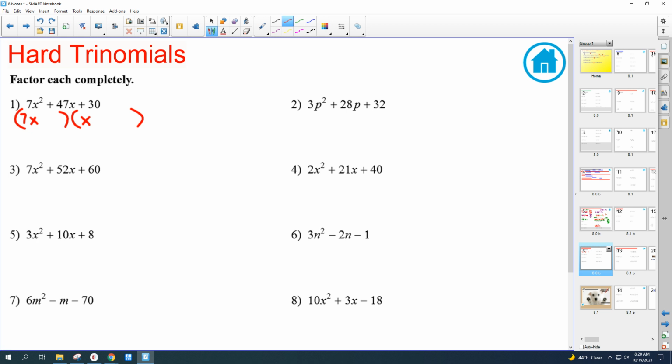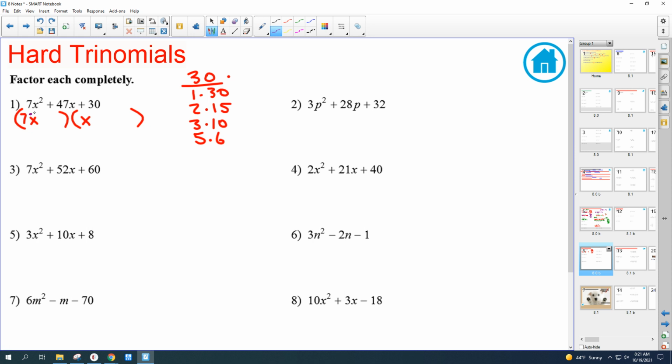I'm going to do this very similar to how I did the easy trinomial. I'm going to look for 2 numbers that multiply to 30. 1 and 30, 2 and 15, 3 and 10, 4 doesn't work, 5 and 6. Okay. Now, what you should notice at this point is those numbers do not add up. You can't add those numbers up to get 47. Those numbers will not add up to 47, all right? And they shouldn't because of that 7 in the front.